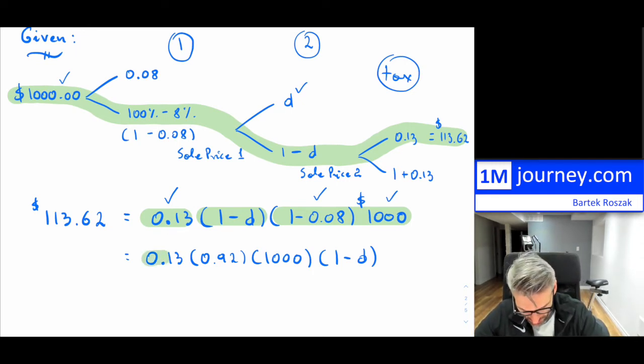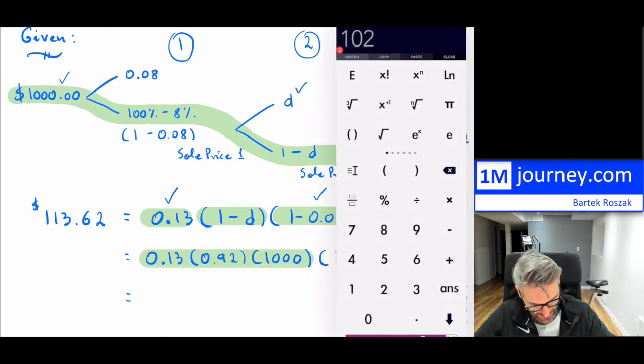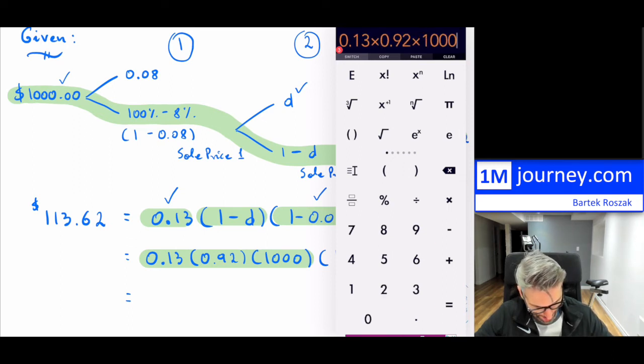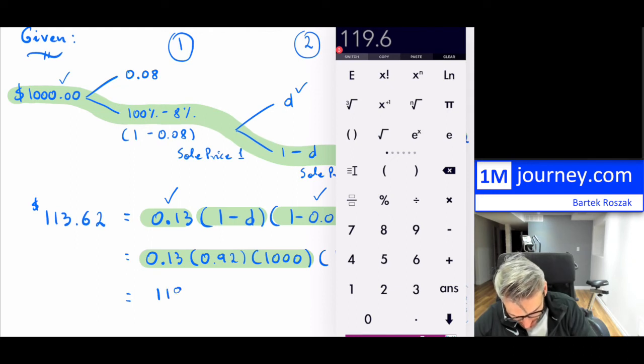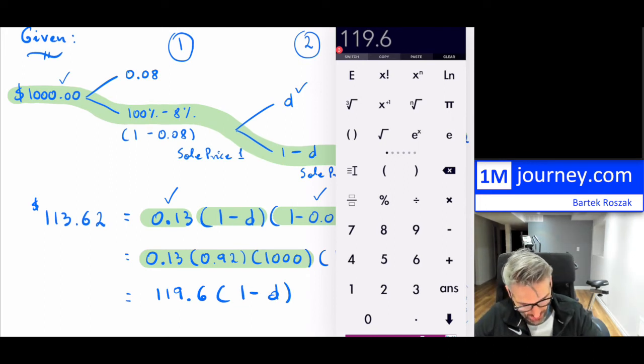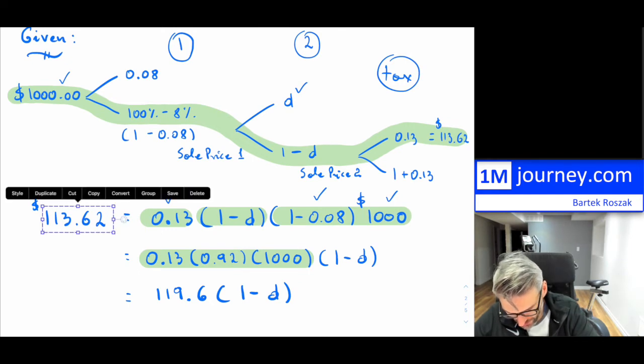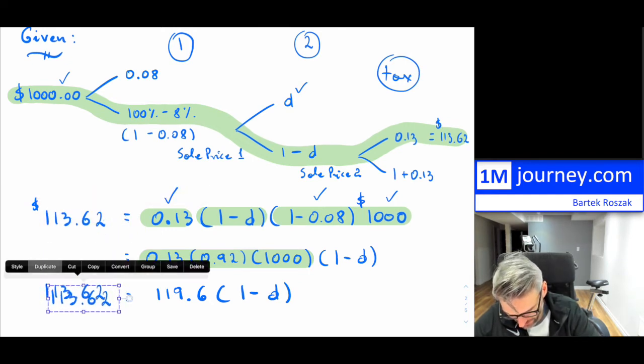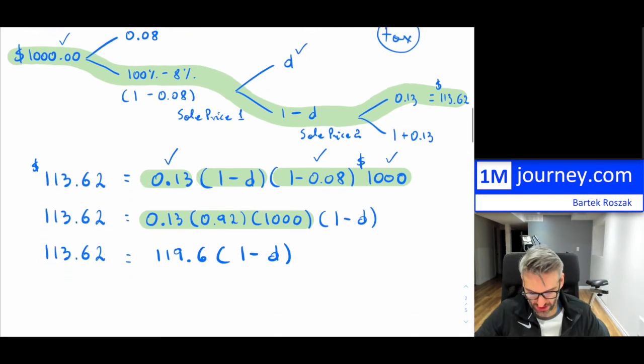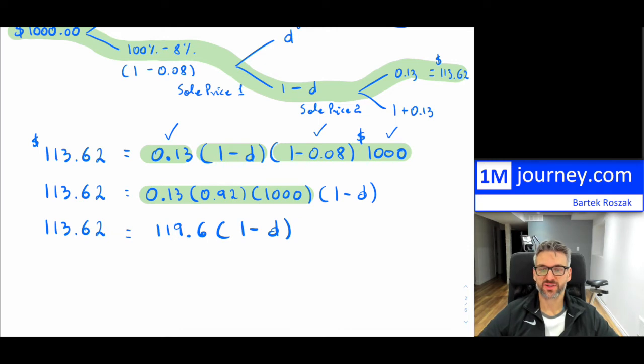Now, once you do this, I can multiply these three together. So it's going to be 0.13 times 0.92 times 1,000. So this is going to be 119.6, and then this is going to be 1 minus D. Now, on the left-hand side, I still have this 113.62, so let me duplicate it and bring it down here. So now, again, my goal is to try to figure out what that D is.